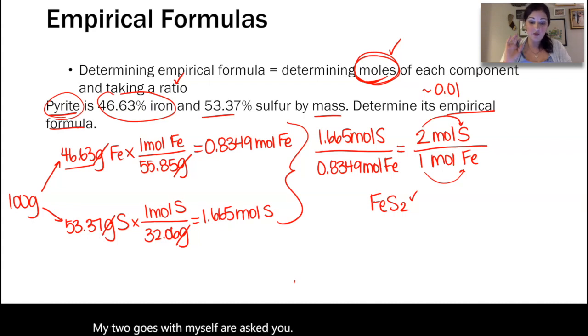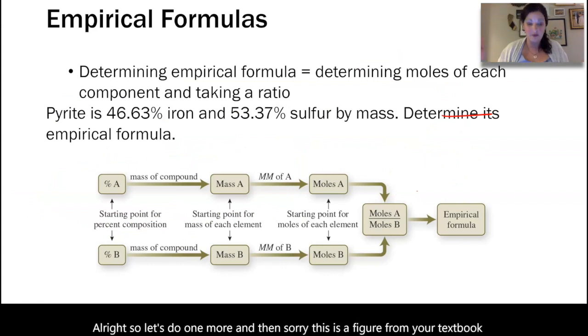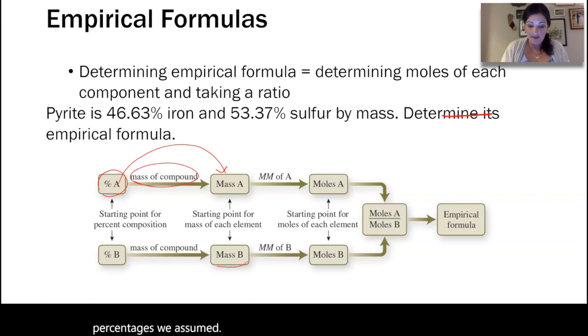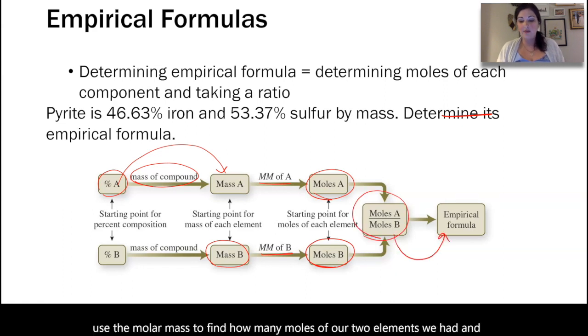All right, so let's do one more. Oh, and then, sorry, this is a figure from your textbook that shows the pathway that we went through here. So we started with mass percentages. We assumed a mass of our compound to get a mass of our iron and a mass of our sulfur. We used the molar mass to find how many moles of our 2 elements we had. And then we take a ratio to find that empirical formula. Okay, so that last step is super important.